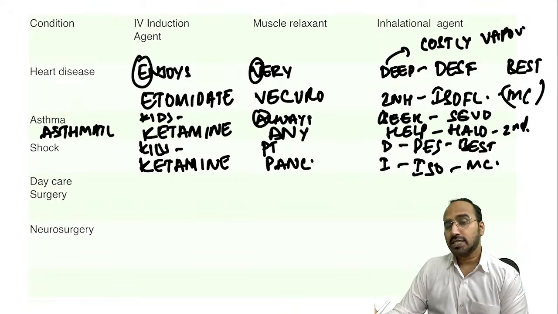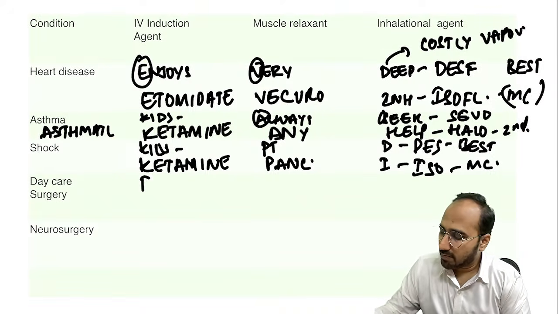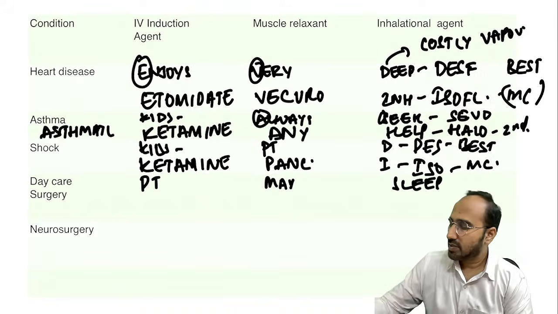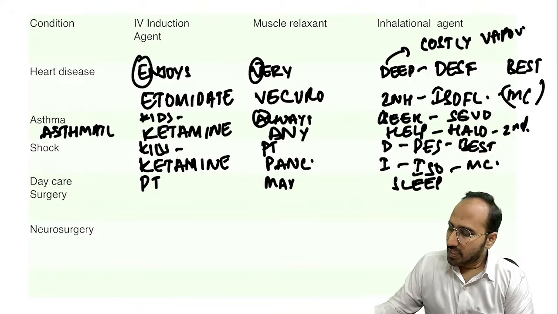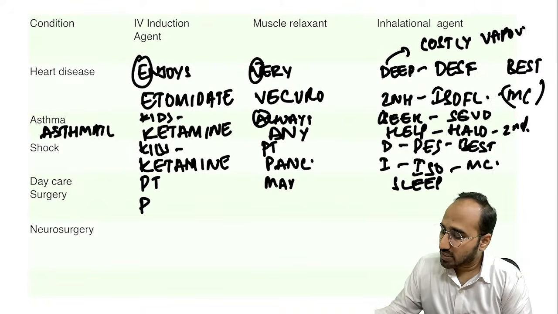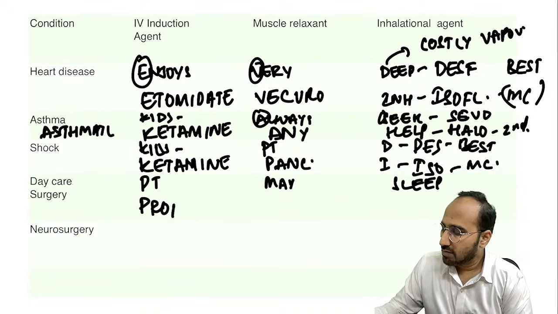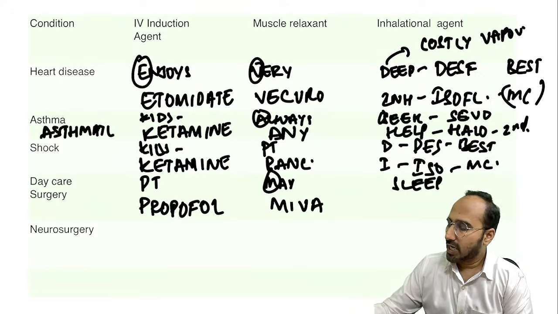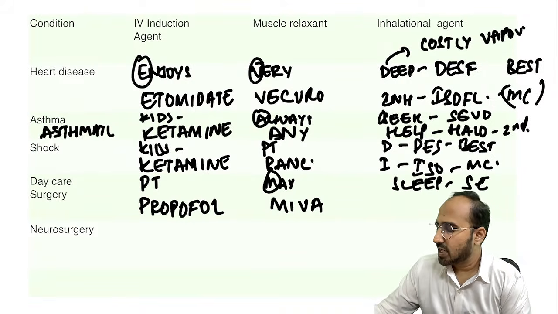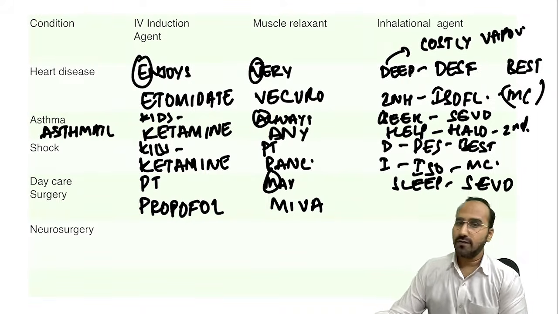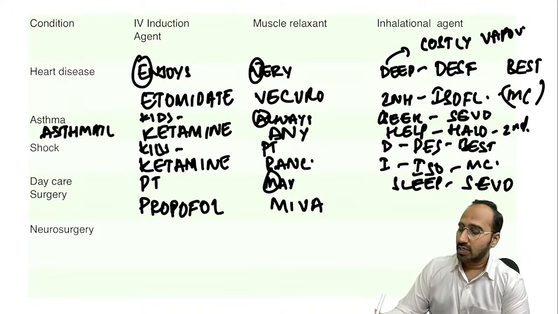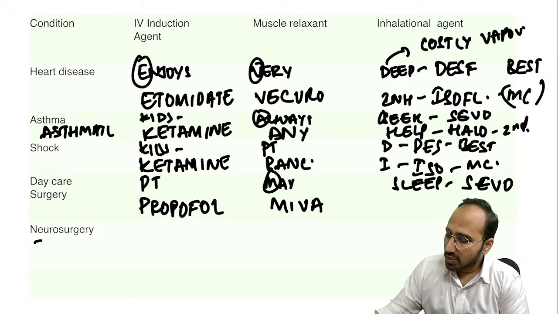Daycare surgery. For daycare surgery, what we need to remember? Daycare surgery, patient may sleep. Okay. P stands for what, guys? What is the IV induction agent of choice for daycare surgery which starts with P? Propofol. Muscle relaxant with M, Mivacurium. Inhalational agent of choice for daycare surgery, sevoflurane. If not sevoflurane, you can go with desflurane, but sevoflurane is best nowadays. Okay. Neurosurgery. So what you need to remember for neurosurgery?